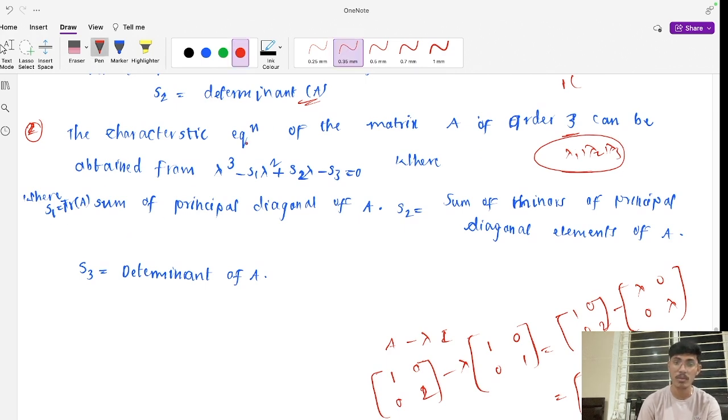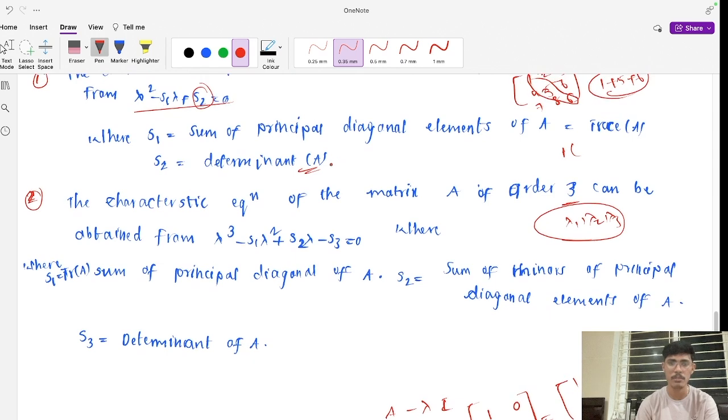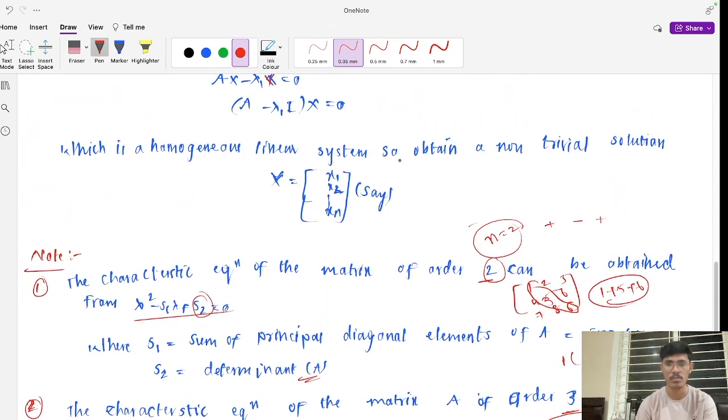S1 is the trace of the matrix. Already we discussed trace here. S1 is the trace of the matrix, meaning the sum of the diagonal elements. Next is the minus of the principal diagonal elements.